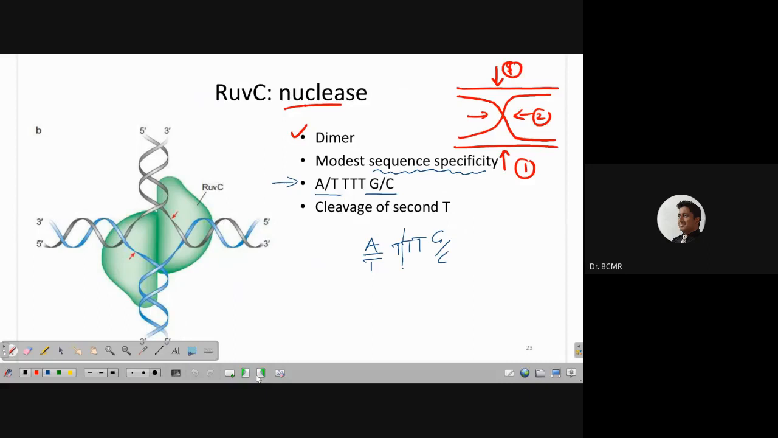Then RuvC is the protein that is involved in resolution of the Holliday junctions. And it can happen at site 1 or site 2. There is a modest sequence specificity. It's not randomly anywhere that it would happen. RuvC is the protein that makes these cuts, and then these will be joined. That is how Holliday junctions are resolved.